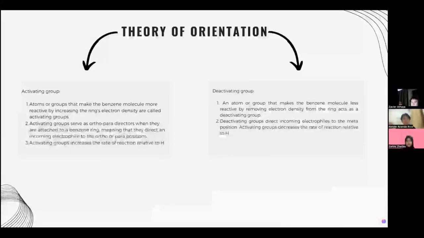Activating groups increase the rate of reaction relative to H, while a deactivating group, an atom or group that makes the benzene molecule less reactive by removing electron density from the ring, acts as a deactivating group. Deactivating groups direct incoming electrophiles to the meta position. Deactivating groups decrease the rate of reaction relative to H. Next.